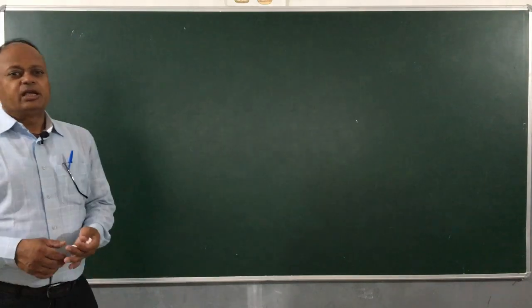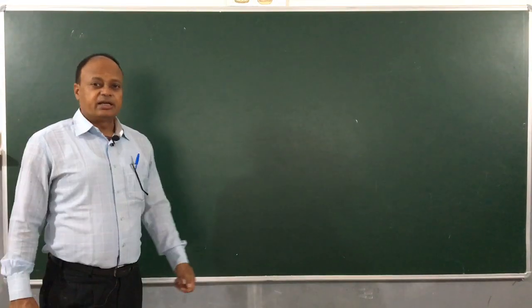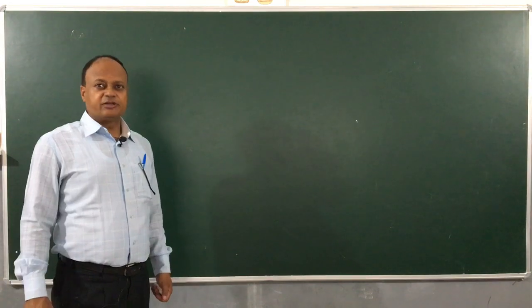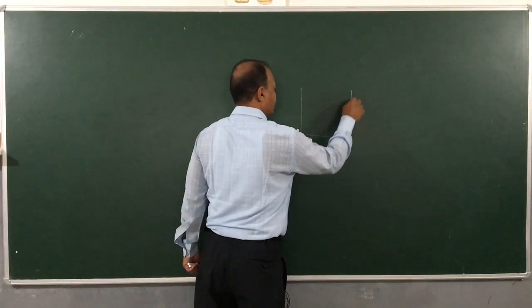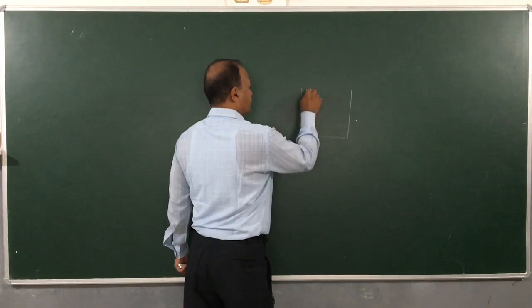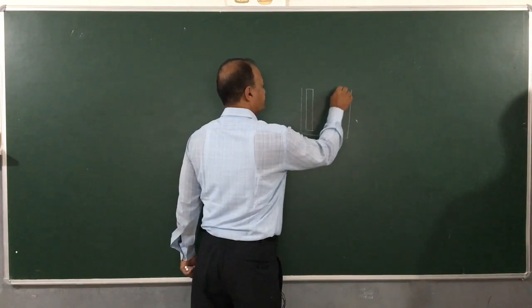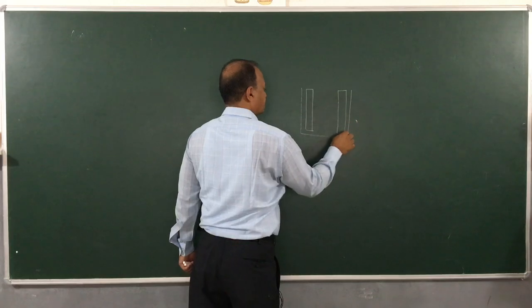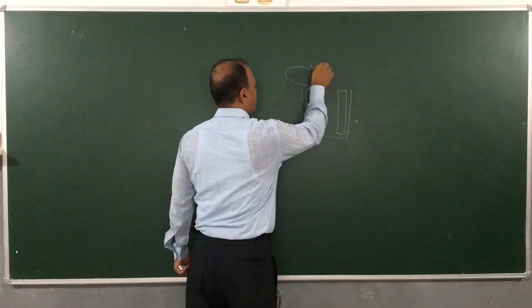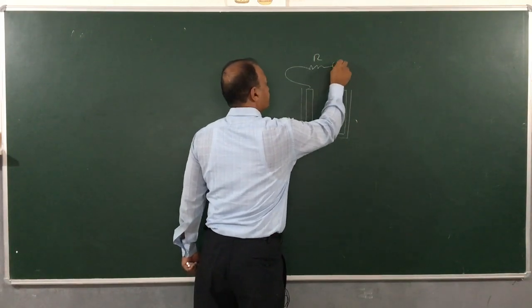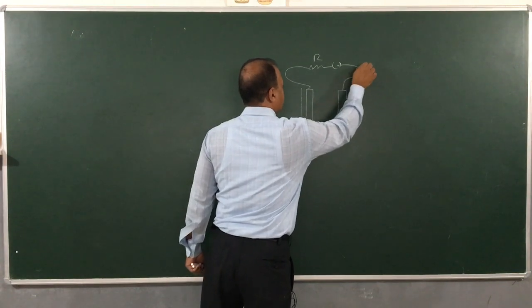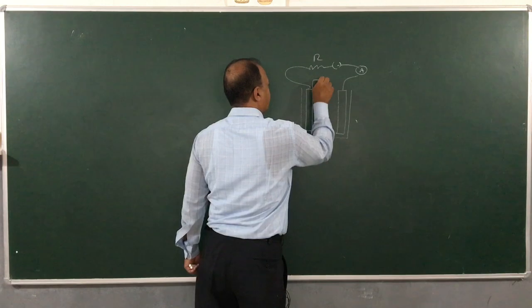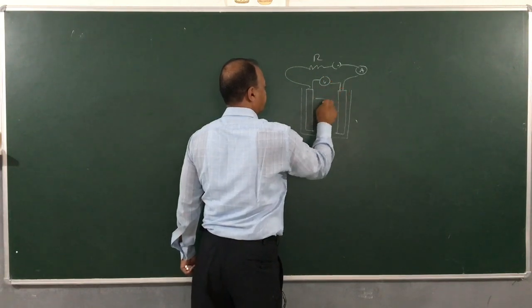Okay children, now we will be discussing the relation between EMF and terminal potential difference for a given cell. Imagine we have a cell here, these are the two electrodes of the cell. We are connecting an external resistance R, we have a key out here, we can connect an ammeter to measure current in the circuit, and we are connecting a voltmeter, right?